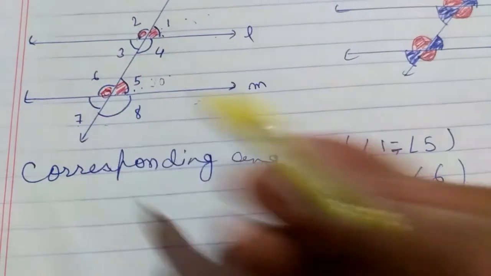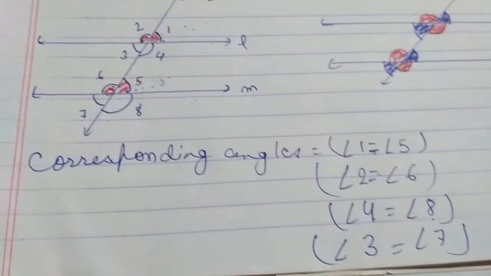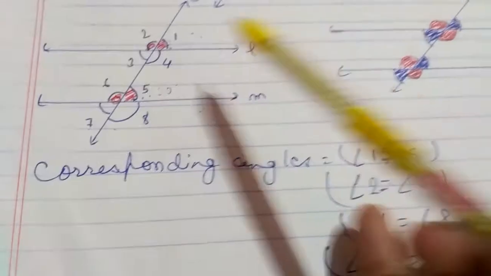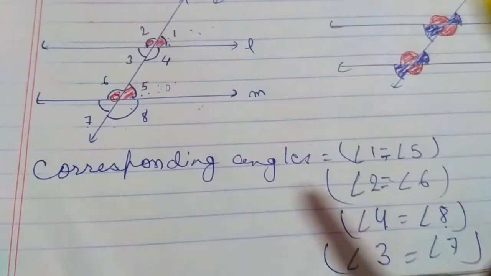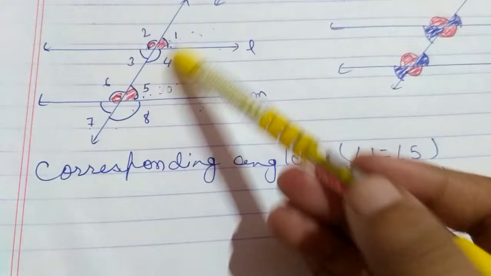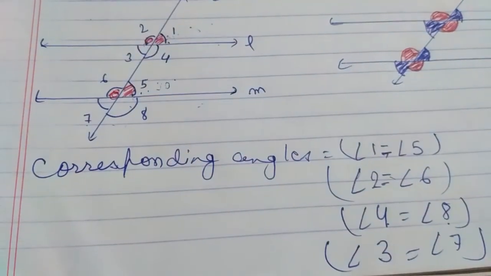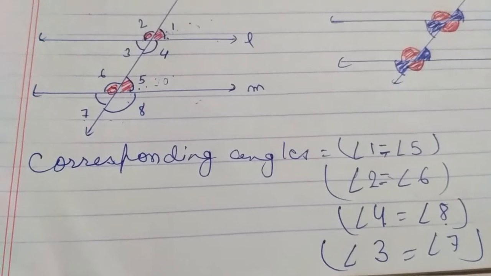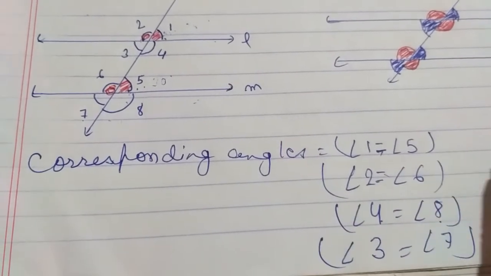3 and 7. Okay, so two things you can say here. First, corresponding angles come in pairs. And corresponding angles are equal to each other, एक दूसरे के equal होते हैं. So दोनों चीज़ों को अच्छे से समझ लिया आपने.